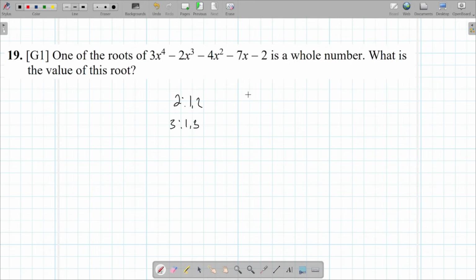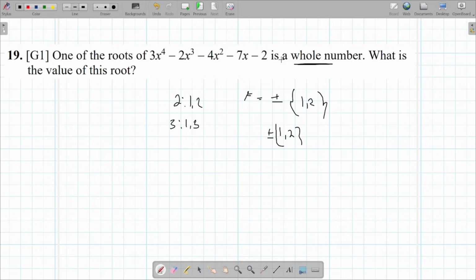So my factors, let's call them f, are plus minus, always plus minus. 1 over 1 is 1, 1 over 3. We want whole numbers, right? So we're just going to skip 1 over 3. 2 over 1, okay, and then 2 over 3 we don't want. So it's one of these. My factors are plus minus 1 and 2, right?